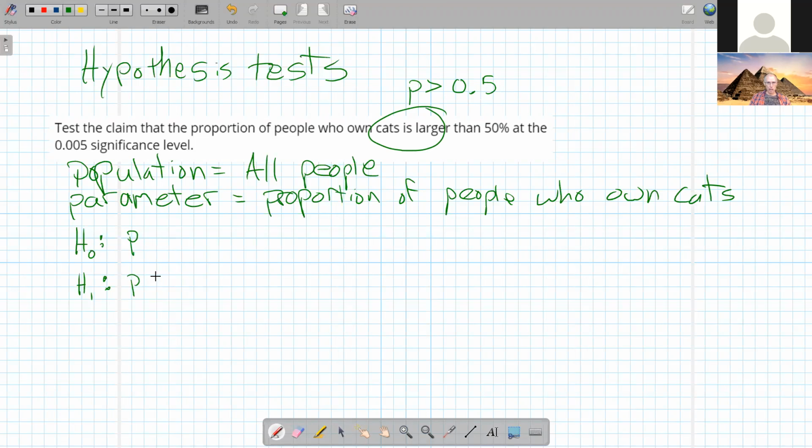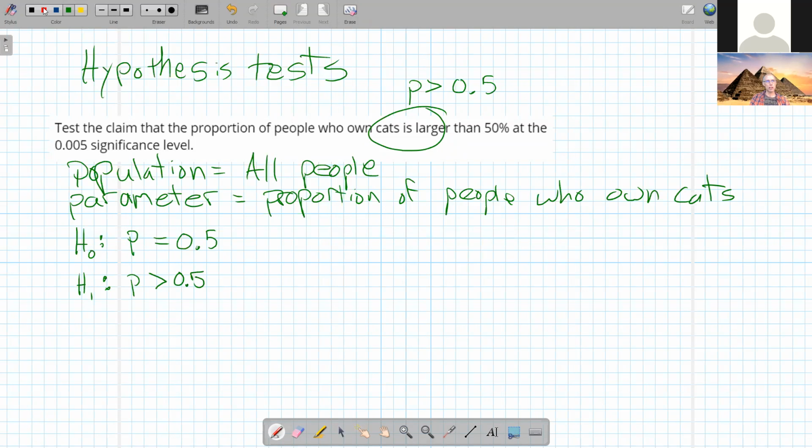That claim does not have an equal to in its English-to-math translation, so it has to be the alternative hypothesis. Since there's nothing else to go on, the null hypothesis would be equal to 0.5, although some people would make it less than or equal to. But that's optional and debatable. The other thing we know is the significance level.